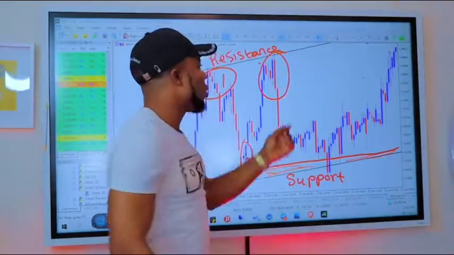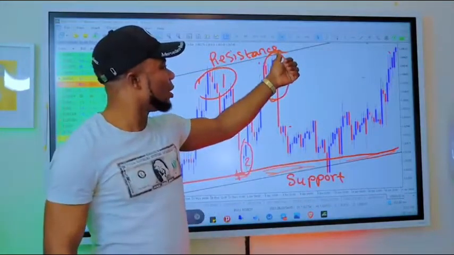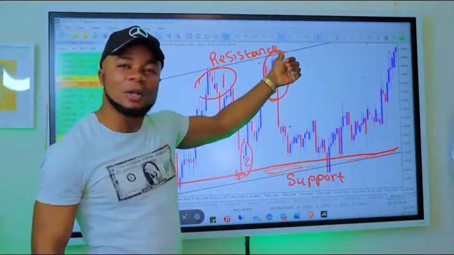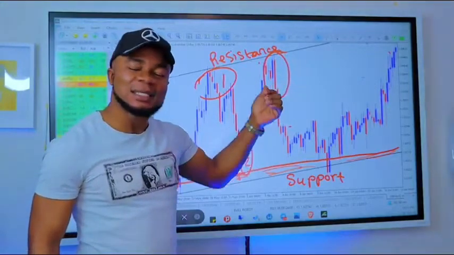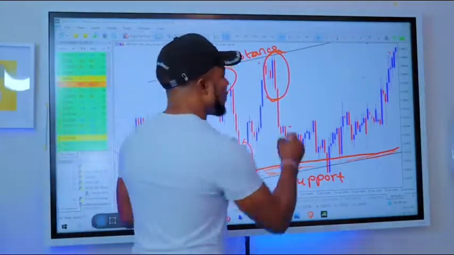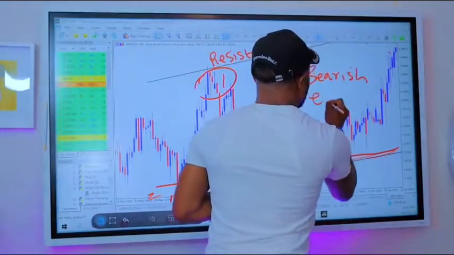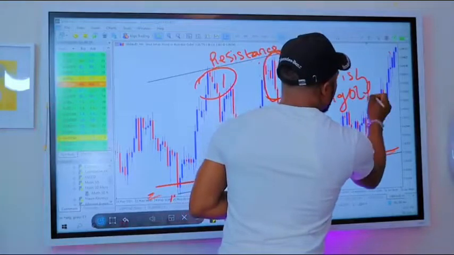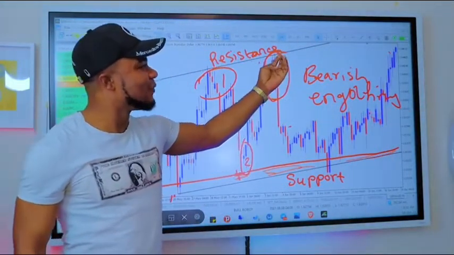Very, very clear. What kind of candle is this? Long red candle. This long red candle that shoots directly from the resistance down is called what? That is strictly a bearish engulfing candle. Bearish engulfing candle. All right. That is a bearish engulfing candle straight from the resistance.